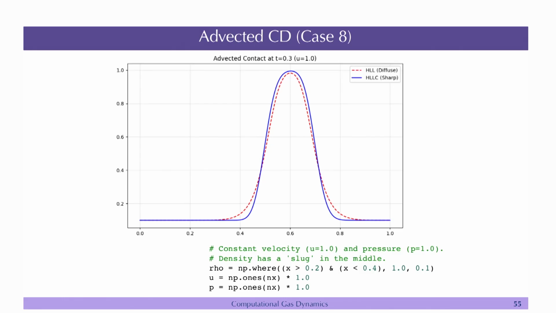Okay. And this is the advected contact discontinuity case, where you have some velocity also, and some pressure also, and there is a contact discontinuity which is basically getting advected. Here also I think HLLC gives a better prediction of the contact discontinuity than HLL.